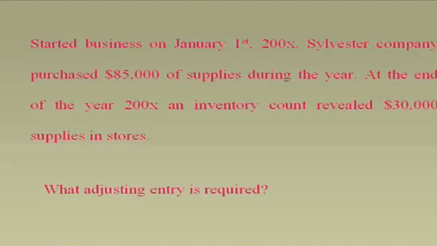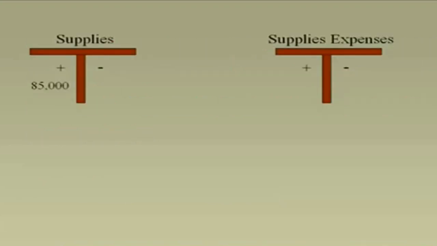Question: what adjusting entry is required? Let's have a look. Previously, you had 85,000 in your supplies. Now you want the balance to be 30,000. This is because 55,000 has left the warehouse. It got used up. When assets get used up, they get converted to an expense. Let me repeat that. When an asset gets used up, it gets converted to an expense.